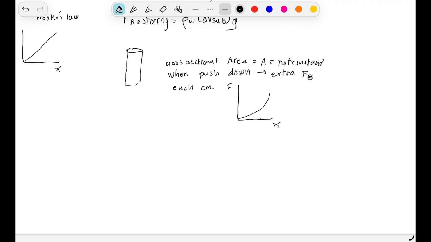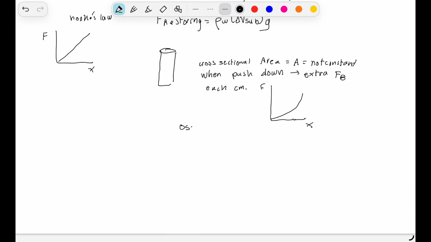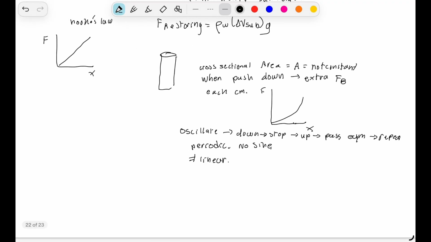F versus X. So this is still going to oscillate though. You're going to push it down, right? Then it's going to stop, and then it goes back up, and then it's going to pass EQM, and it's going to repeat. It's still going to be periodic, but it's not sine though. But we know that the force is not going to be linear. It's going to be slightly distorted. It might look like a squash or like a pointy version of the sine graph.